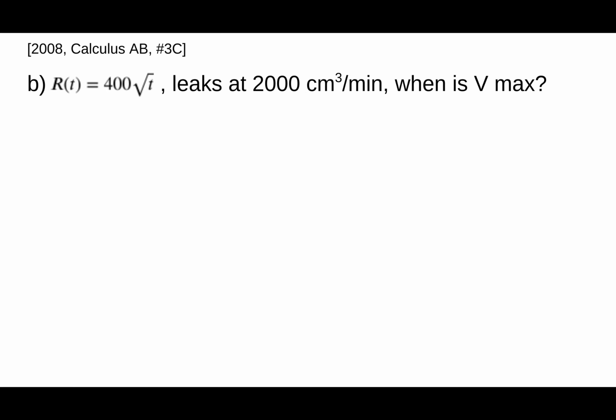In part B, we're given that a recovery device has been put into this oil spill to remove oil from the spill, and that it works at a rate of 400 times the square root of t cubic centimeters per minute. We also know that the volume of oil in this cylinder is still increasing at 2,000 cubic centimeters per minute because that's how fast it's leaking out. When is the volume of oil in this spill at a maximum?